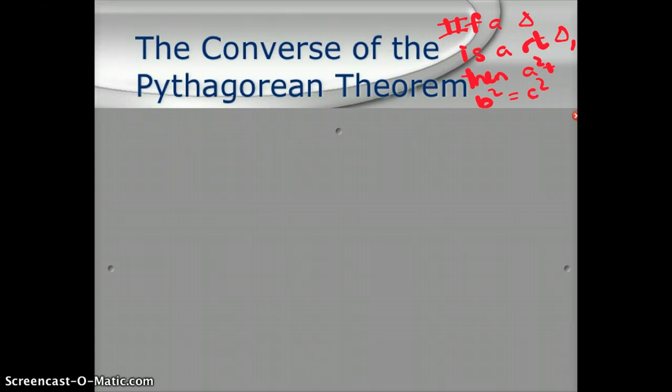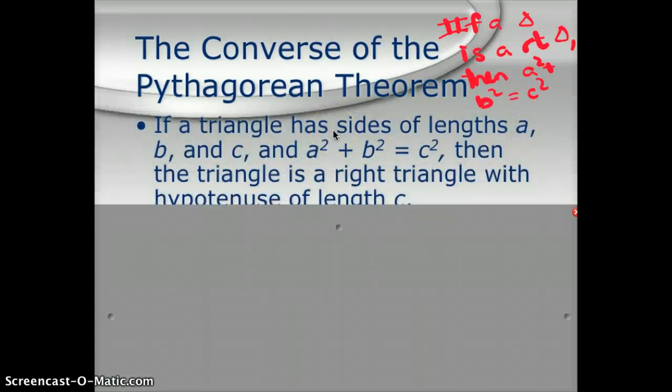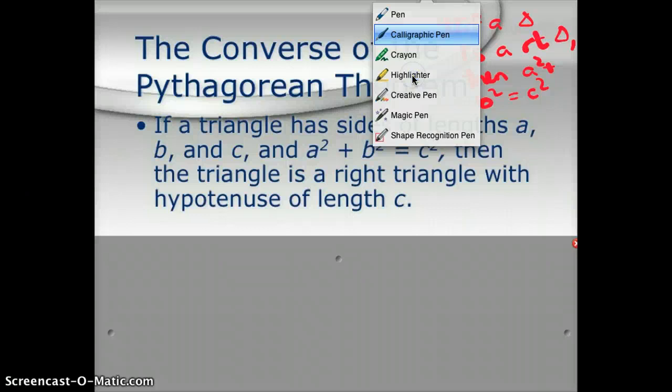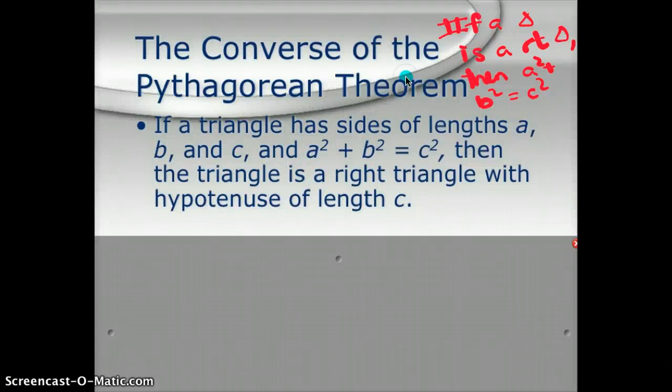Okay, so the converse of the Pythagorean theorem would say this: if a squared plus b squared equals c squared, then the triangle is a right triangle. I put a lot more words here, but here's the most important part. If a squared plus b squared equals c squared, then the triangle is a right triangle.